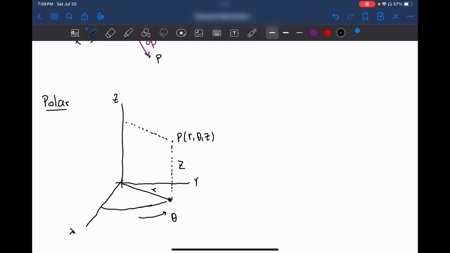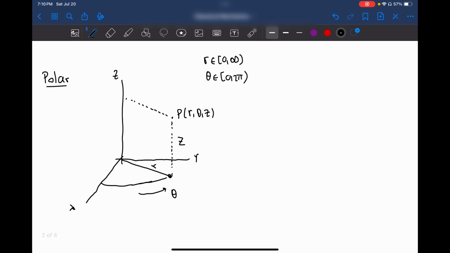It's very important here to note that r can take any value 0 to infinity, right? r can be any value 0 to infinity, and theta can take any value 0 to 2 pi. It doesn't matter which one you include, by the way. I like to actually include 0.